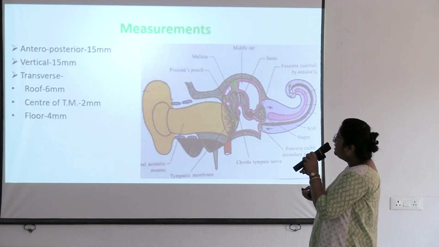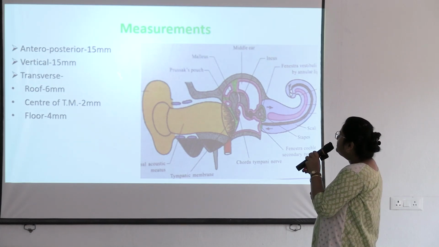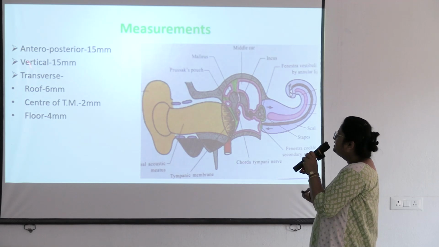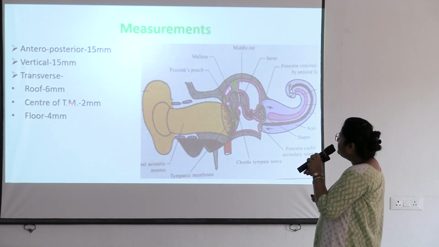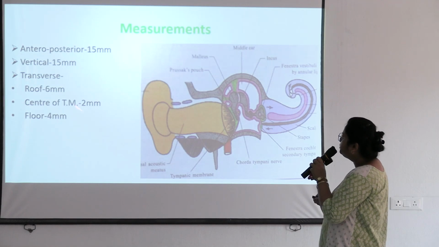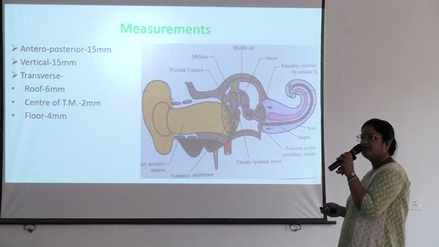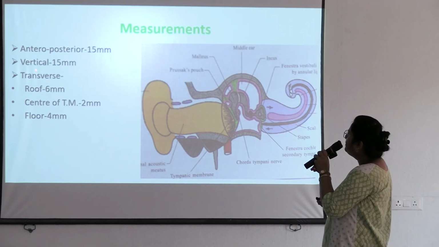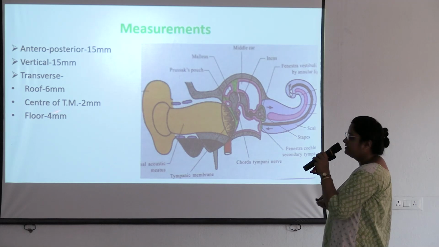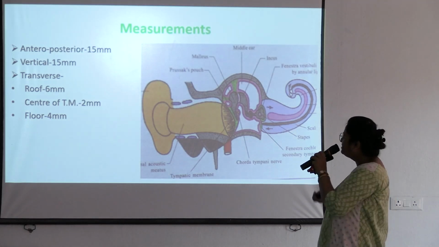These are the measurements. Anteroposteriorly it measures about 15 millimeter. Vertical measurement is 15 millimeter and the transverse diameter differs. In the roof, the transverse diameter is 6 millimeter. In the center, at the tympanic membrane, it is about 2 millimeter, and near the floor, the transverse diameter is about 4 millimeter. So above and below, the transverse diameter is more, and in the middle part, it is less. That's why it is shaped like a biconcave disc.